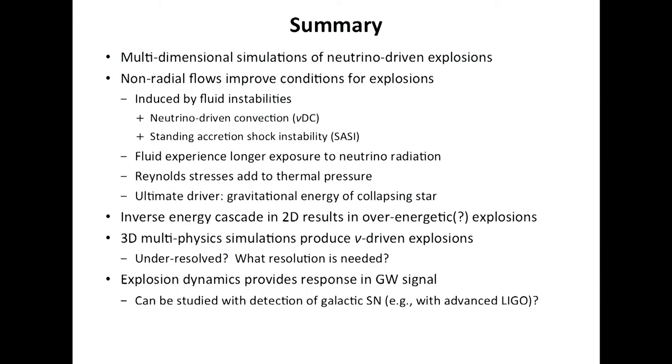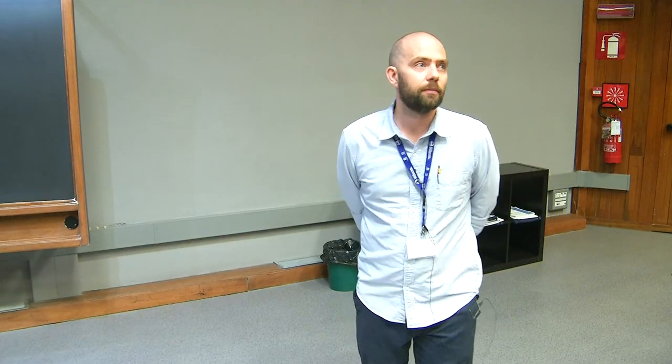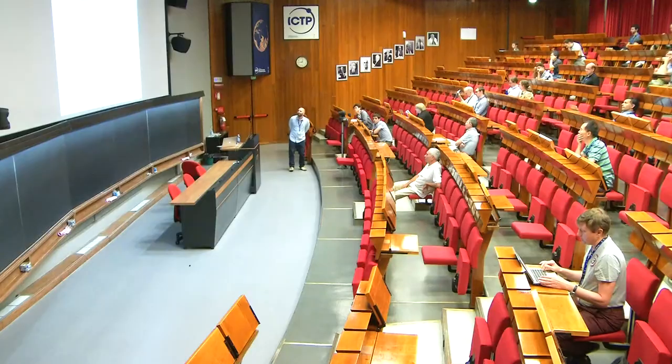Okay, so this is my summary. I've shown multi-D simulations of neutrino-driven explosions. Non-radial flows tend to improve conditions for explosions compared to 1D simulations due to neutrino-driven convection and the standing accretion shock instability. The fluid experiences longer exposure to neutrino radiation due to these effects, and also Reynolds stresses seem to help push the shock out.